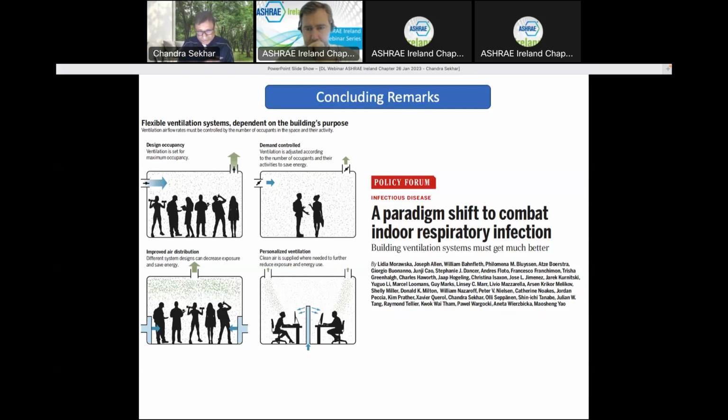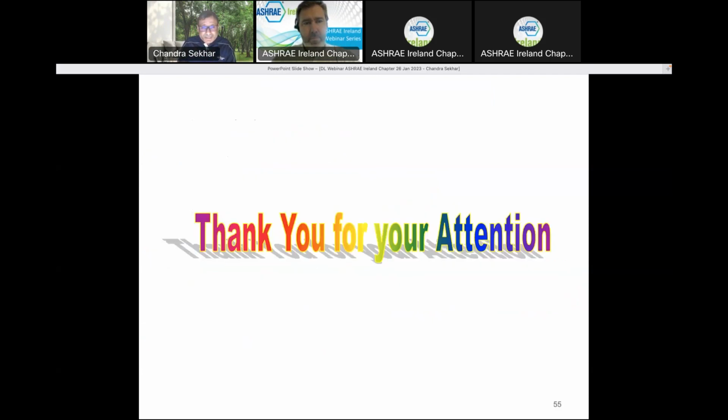Improved air distribution. The bottom 2 images are the main focal points of what I spoke about here. We need to look at better air distribution strategies, focus on the microenvironment. And of course, personalized ventilation is also mentioned in this article as a way that we can enhance things and make things better in the built environment. Thank you for your attention.